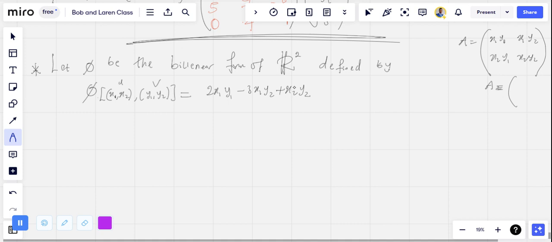I've not started the solution, I'm just trying to explain. So what's the coefficient of x1 y1? 2. This one will be minus 3. X2 y1, there's no x2 y1, so 0. X2 y2, 1. So this is my matrix A. What if I ask to look for the matrix notation? You know what that means?